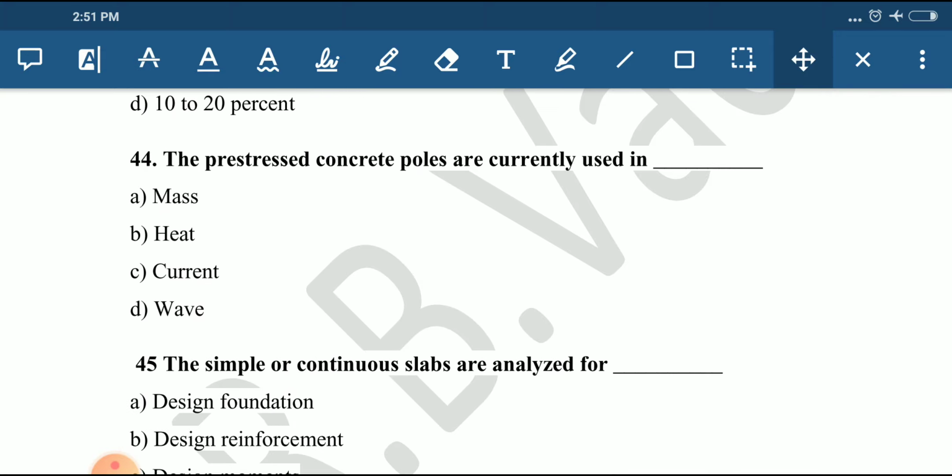Pre-stressed concrete poles are currently used in mass construction: mass, heat, current, or wave. The correct answer for this one will be A.